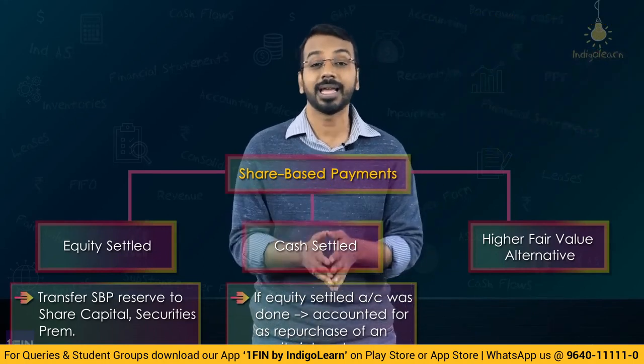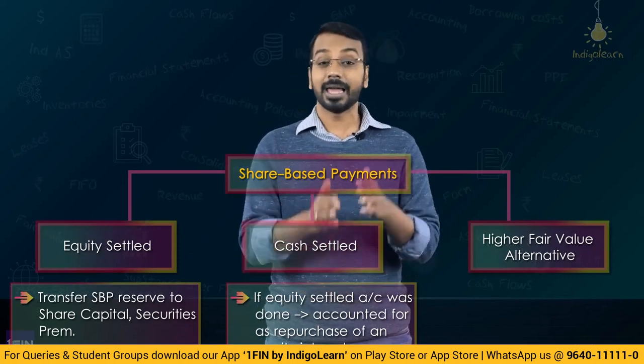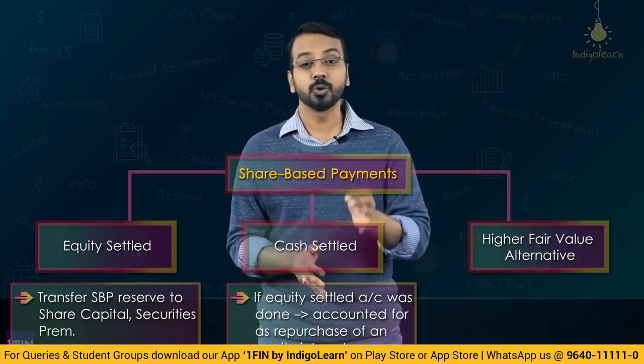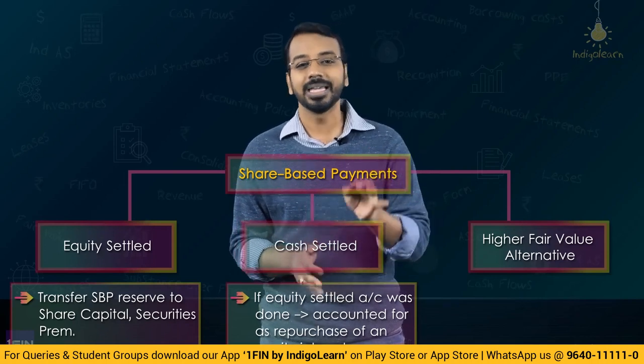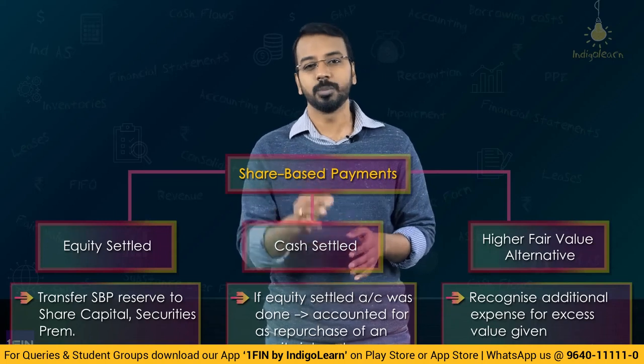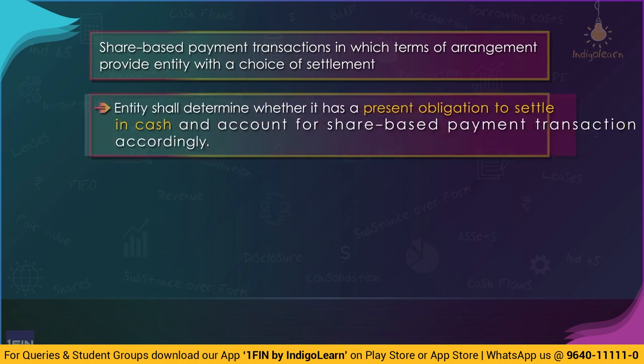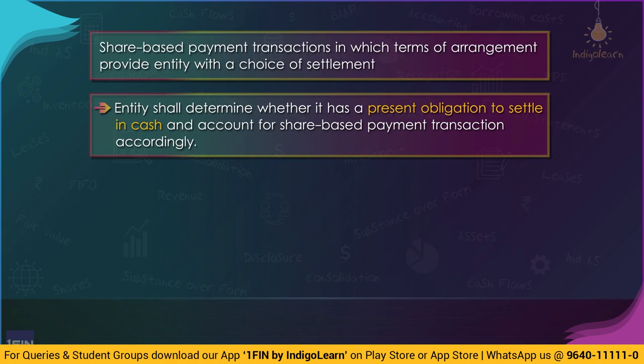So, whenever the entity has accounted for a transaction as an equity settled transaction, and on the settlement date the entity chooses the alternative with a higher fair value, then the difference between those two fair values should be recognized in the P&L. So, now we have understood that whenever there is a share based payment transaction in which the entity has a choice, we have to determine whether there is a present obligation to settle the transaction in cash. The question is, when does an entity have a present obligation to settle the transaction in cash?